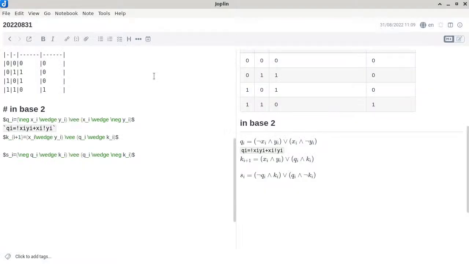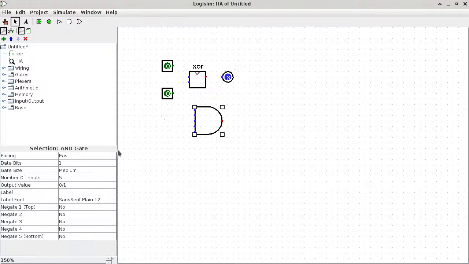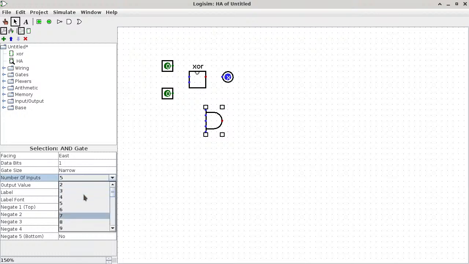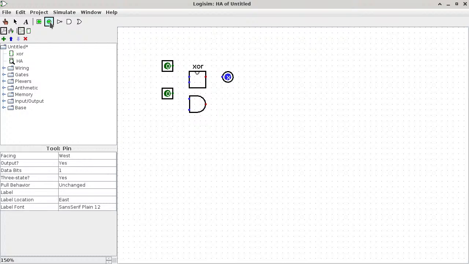But at the same time, we also want to compute 1/2 of K of I plus 1. So if I switch back to the notes here, 1/2 of K of I plus 1 is just a regular AND. So now I just go ahead and pick up an AND gate and do the same thing, make it narrow, change the number of input pins to 2, and slap it about here. And that would be the carry, 1/2 of K of I plus 1, and I'm going to stick it here.